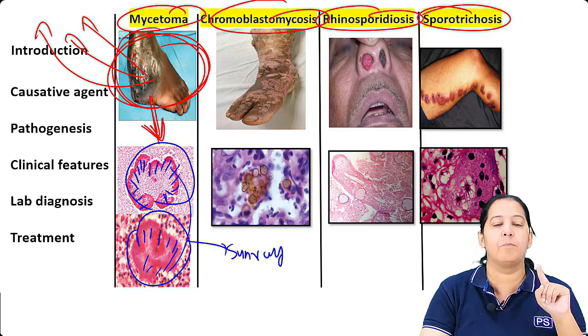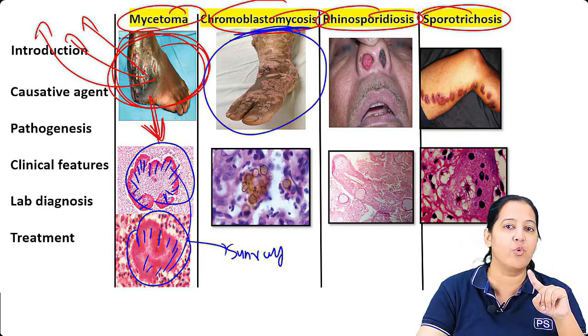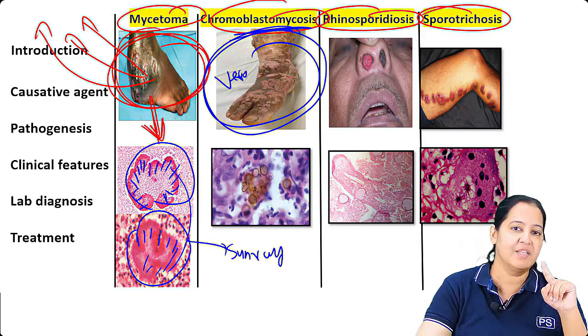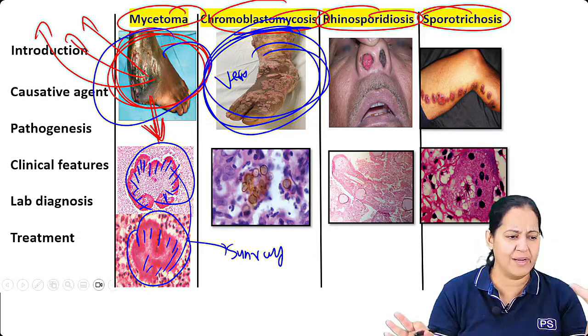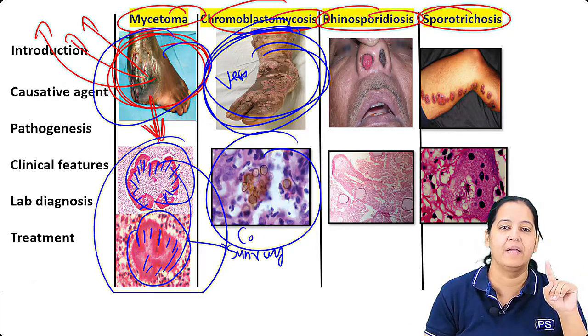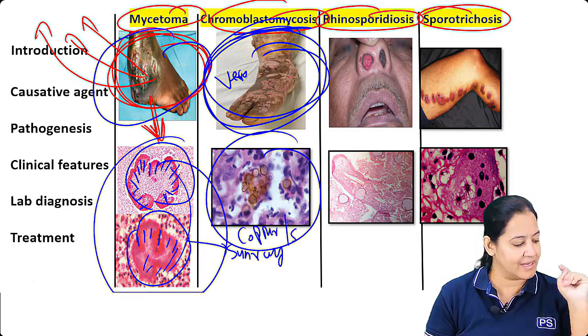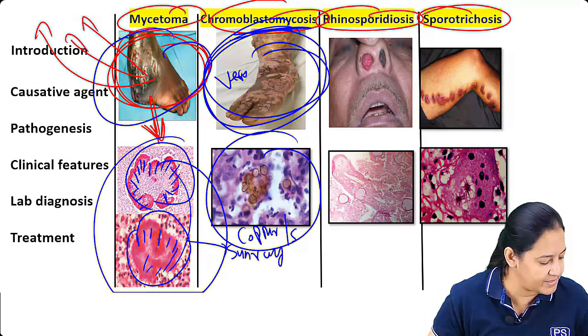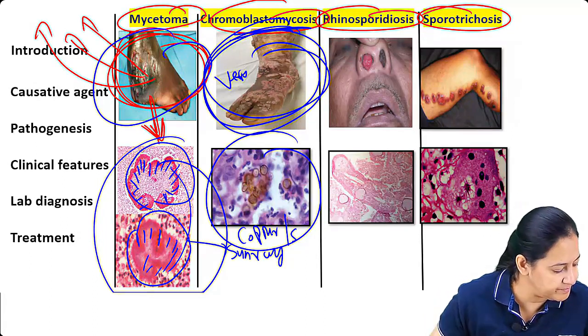The second is chromoblastomycosis. Learn the verrucous lesion. You can't afford missing the word verrucous. See the presentation here. Absolutely different. See the biopsy here and see the biopsy here. Here we get copper penny or sclerotic body. Can you see it? Let me open.